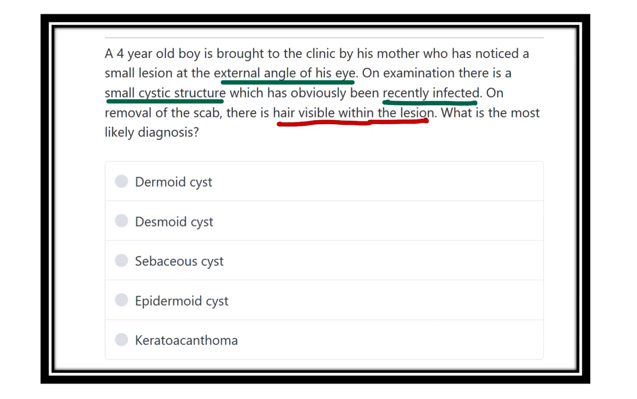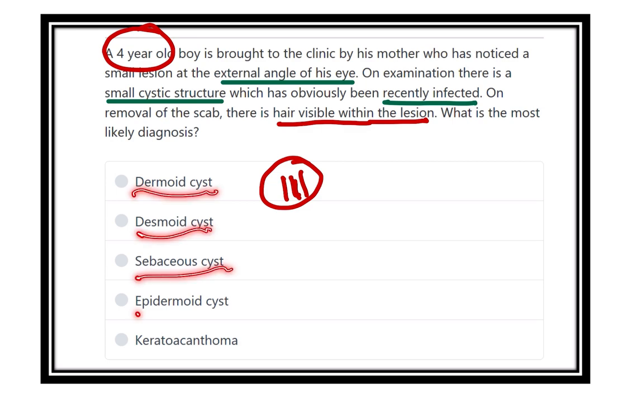That means a 4-year-old boy, a very small child, presents with a lump in the external angle of his eye. It is a small cystic structure which is recently infected, with hair visible within the tumor. That means there is a tumor, and in the tumor there is a hair follicle present, and it is infected. What is the diagnosis? Here are the options: dermoid cyst, desmoid cyst, sebaceous cyst, epidermoid cyst, and keratoacanthoma. So what is the diagnosis?